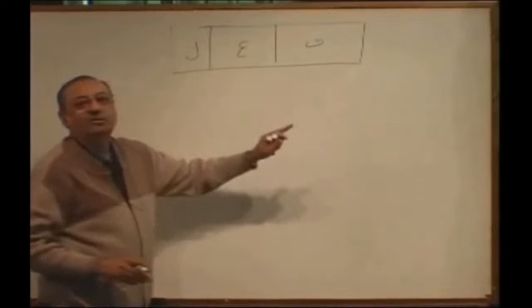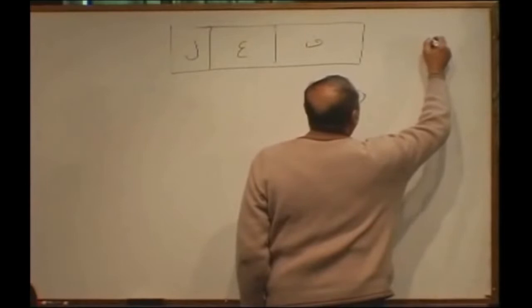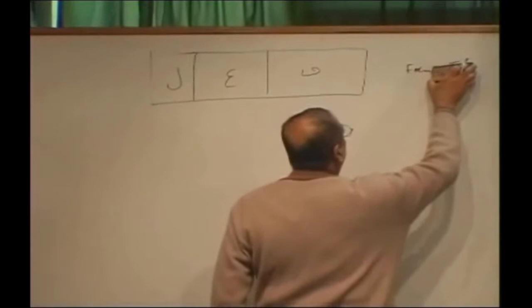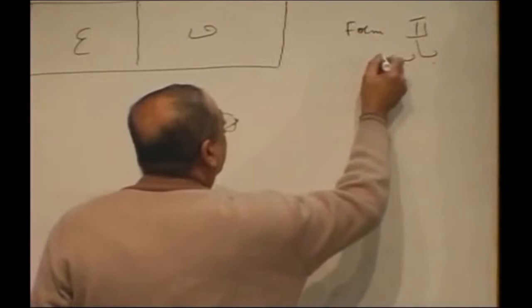So we start today, brothers and sisters. I will be doing something like this today. These are supposed to be equal, but now I am not an artist. So it's called form two. Form two. Also, we call it bab taf'ilun.